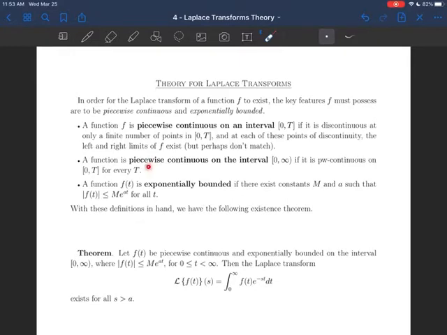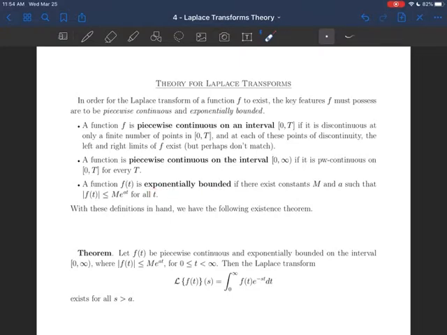All right, so back to our definitions. We said that a function is piecewise continuous on the interval from 0 to infinity if it's piecewise continuous on every finite interval. Right? So that kind of function could have infinitely many discontinuities. It just can't have that many on any finite subinterval. All right, so that's piecewise continuity.